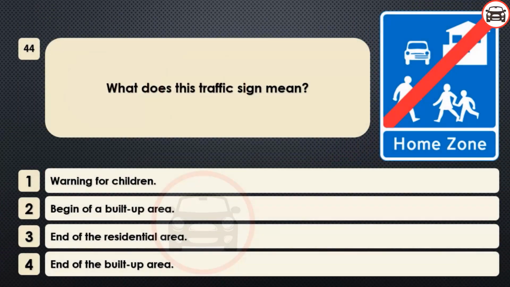What does this traffic sign mean? 1. Warning for children. 2. Begin of a built-up area. 3. End of the residential area. 4. End of the built-up area.